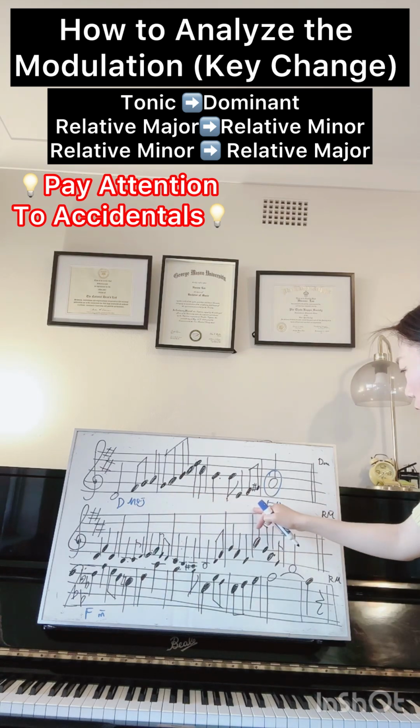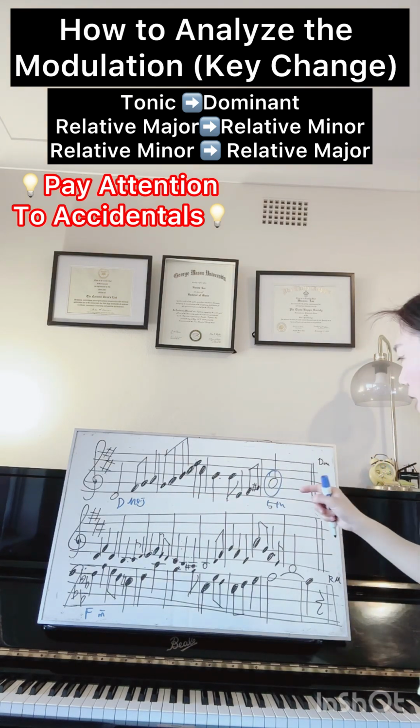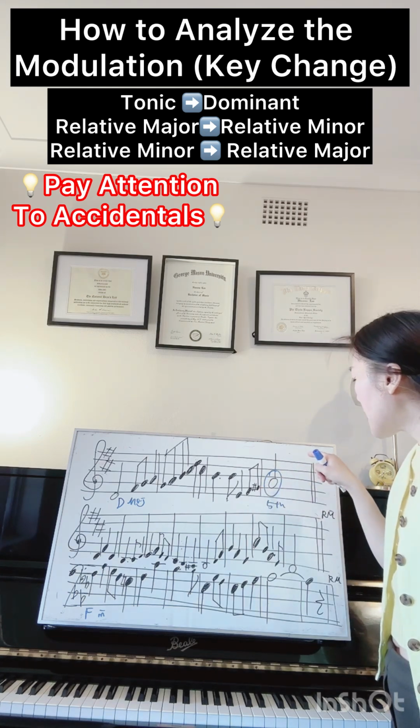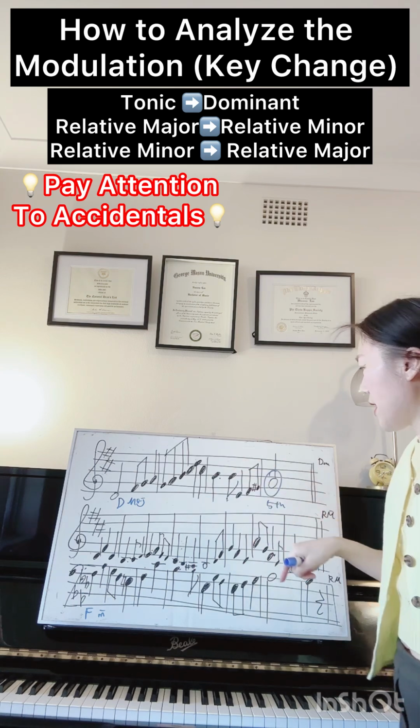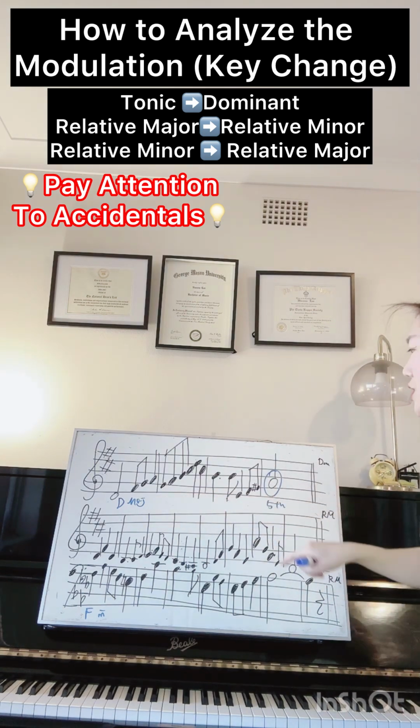So this is one of the examples. There's a key change to the dominant. You can see that by the accidental, and also you can see that by detecting the home note, the end of the phrase. Alright, so that was a key change from D major to the dominant, which is A major.